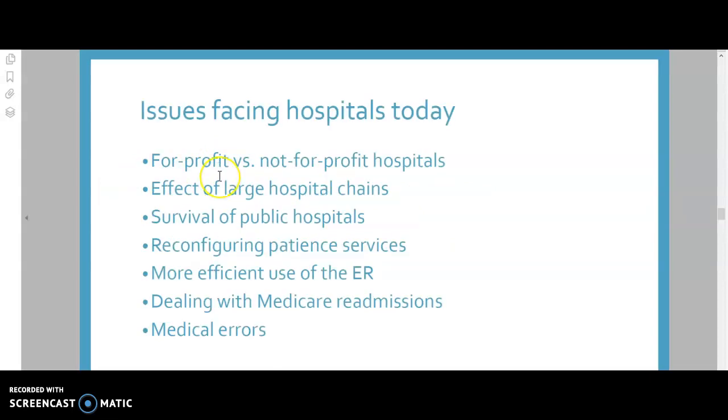All right, so moving on to today. I would strongly encourage you, if you haven't done so already, to read the chapter. Read chapter 15 on healthcare delivery, and a number of pages in there are dedicated to discussing issues facing hospitals today. And the book goes into pretty good detail, right?